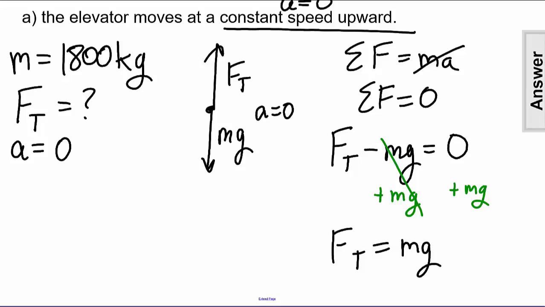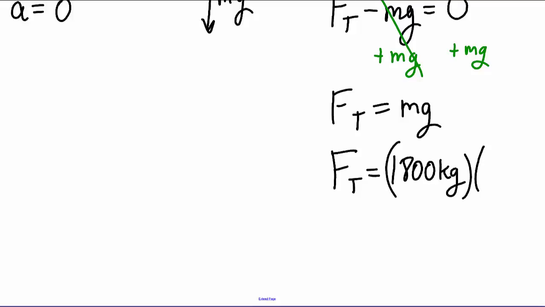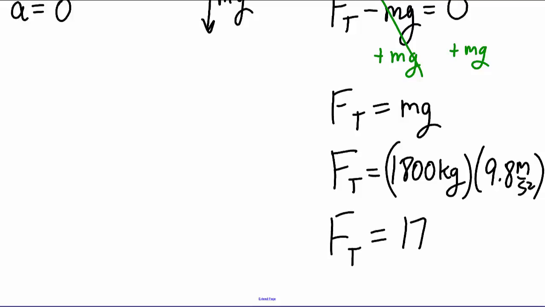Good. Now what we can do, since we've isolated the tension force, is substitute values into the equation. We know that the mass is 1800 kilograms, and we know the acceleration due to gravity is 9.8 meters per second squared. Calculating that, we find out that the tension force is equal to 17,640 newtons. Okay. Let's go on to part B.